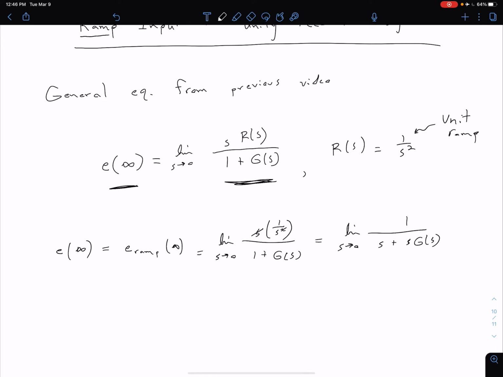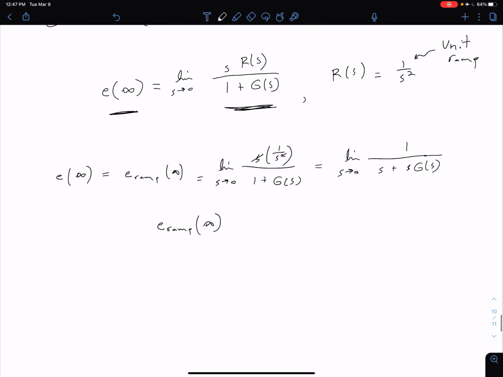G(s). So as we did last time, we can bring that limit just to the denominator because, of course, the limit as s goes to 0 of 1 is just 1. And we see with this first term, this s, of course, that's just going to be 0. So really all we need to focus on is this s times G(s). So what we can say then is that our error for our ramp input as t goes to infinity, so our steady state error, is going to be equal to 1 divided by the limit as s goes to 0 of s times G(s).